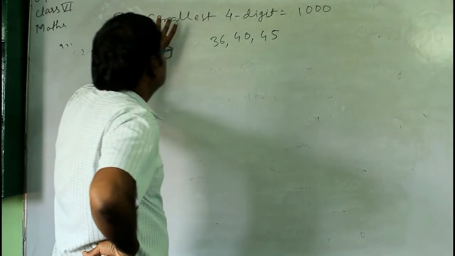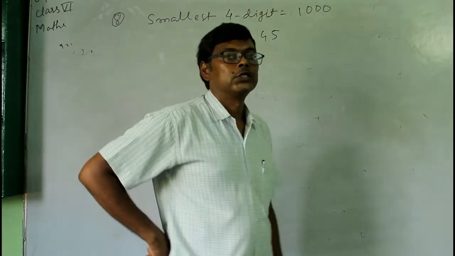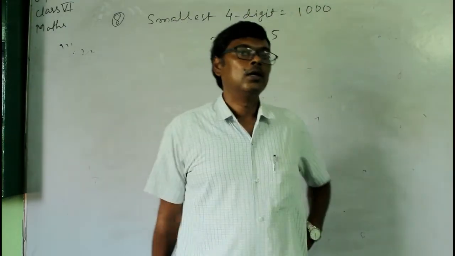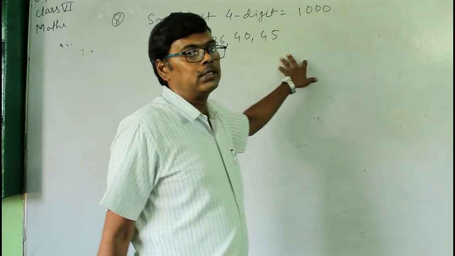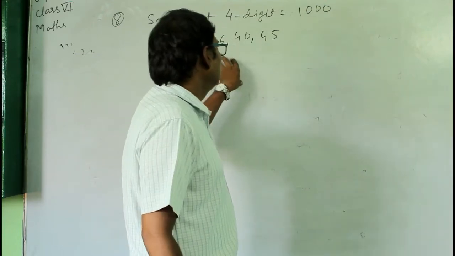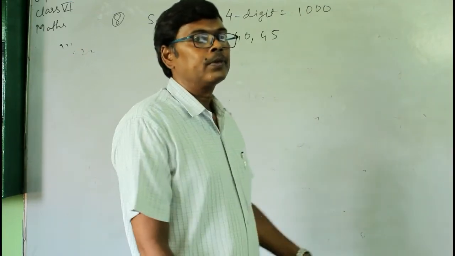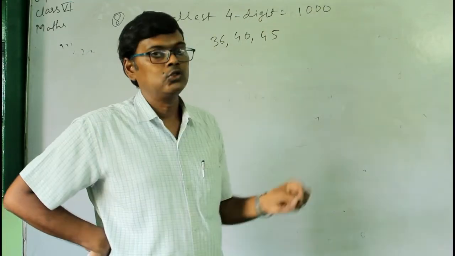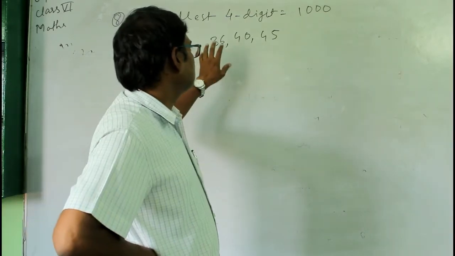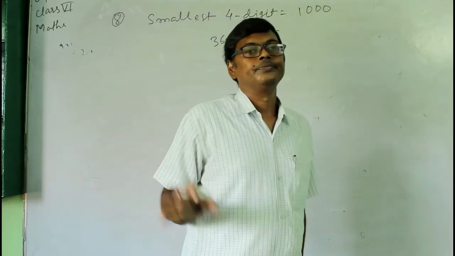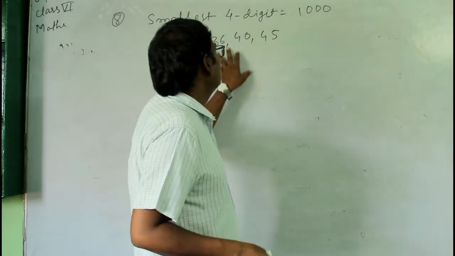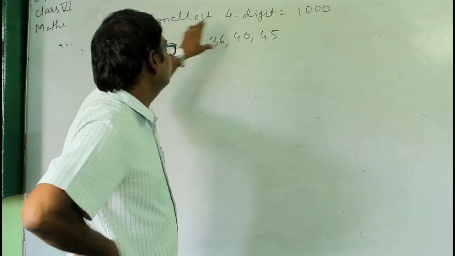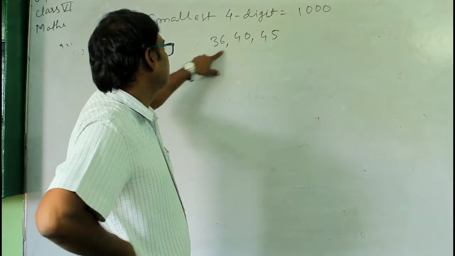Now first understand the question. In this question, we have to find the smallest 4-digit number which must be divisible by these three numbers exactly. So what does it mean? It means that first we have to find the LCM. If we find the LCM, a number will come, and that number will be divisible by 36, 40 and 45. But that number may or may not be a 4-digit number; maybe it will be a 3-digit number. But we have to find the smallest 4-digit number which must be divisible by all these three numbers.